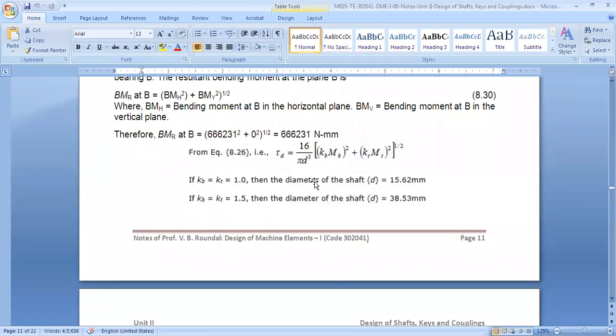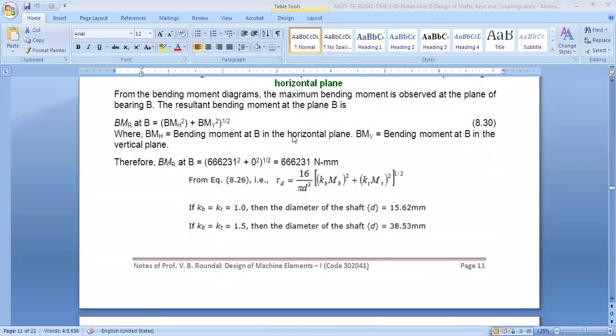So this is the design. Here we have taken KV and KT as given; if you take two different sets of KV and KT, 1 and 1.5, we'll get two different diameters, and depending on the application we will use the diameter. So this is the procedure for the design. I think we have still 1 minute left, and after this we have completed the problem. So we have to find out both horizontal and vertical moments and take a resultant of that.